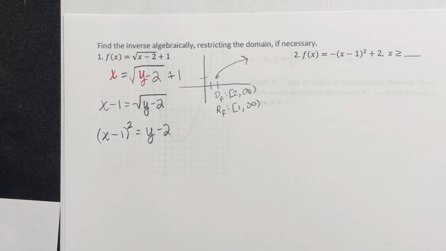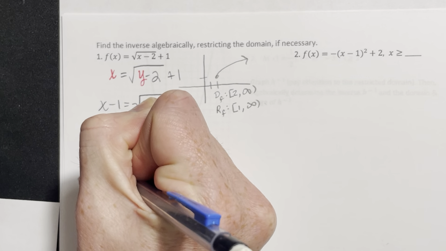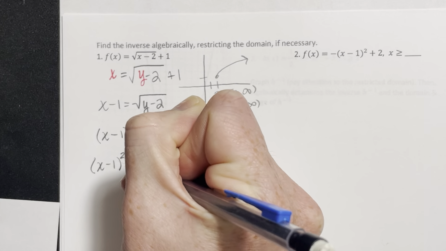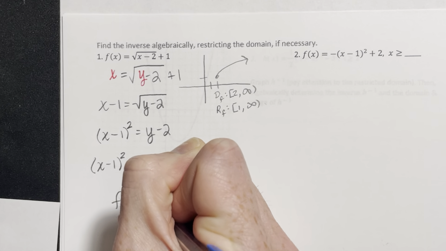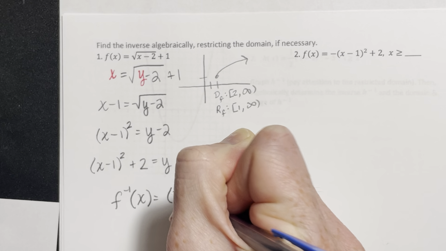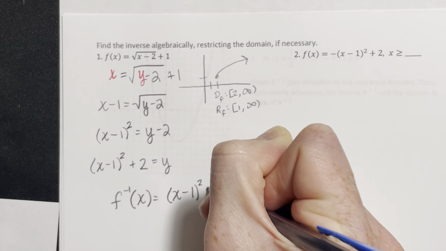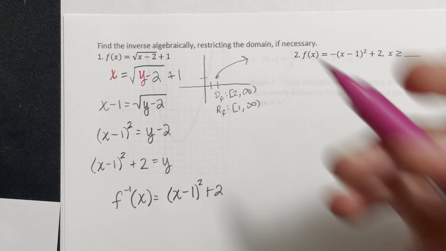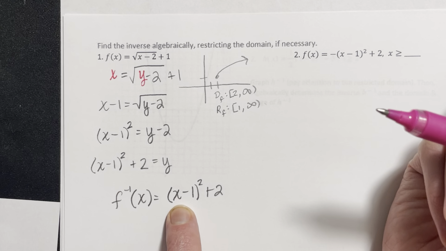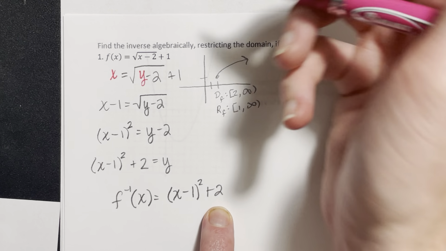So y is almost isolated. We just have to add 2 to both sides. x minus 1 squared plus 2. And there's our inverse function. It's probably easier to leave this in vertex form because I can see the transformations. The inverse would be a quadratic function shifted right 1, up 2.